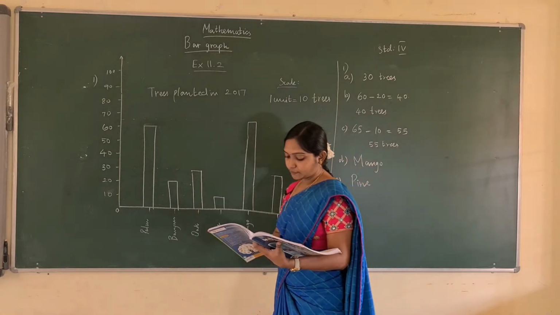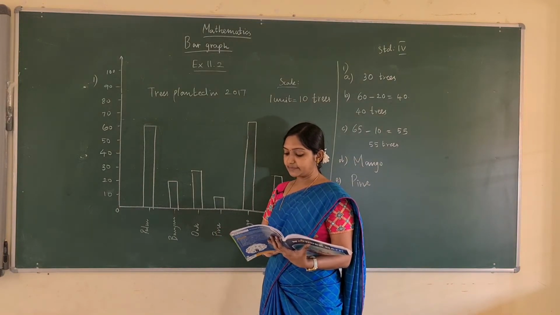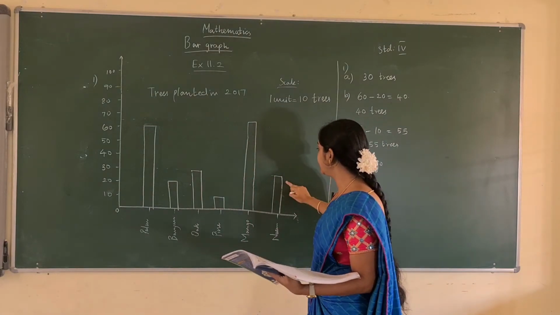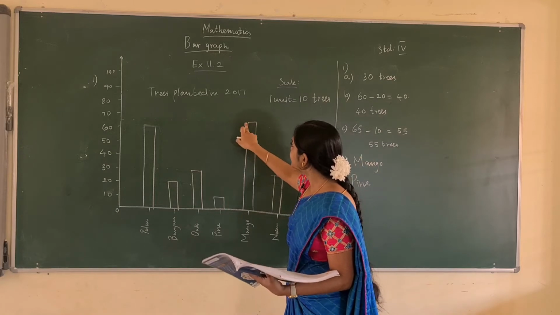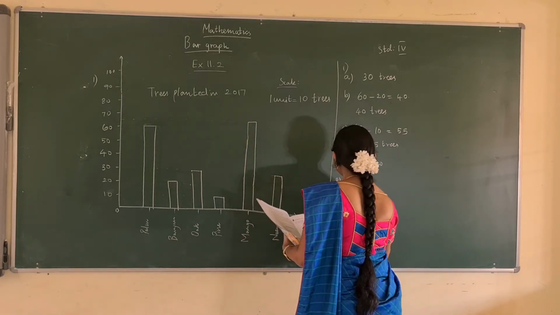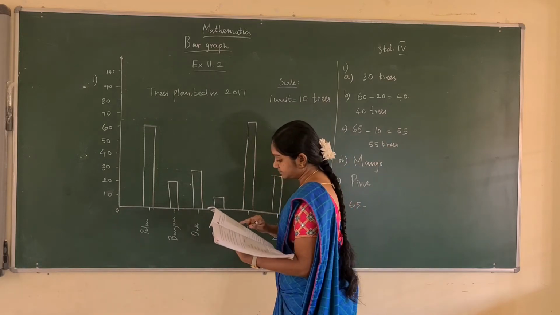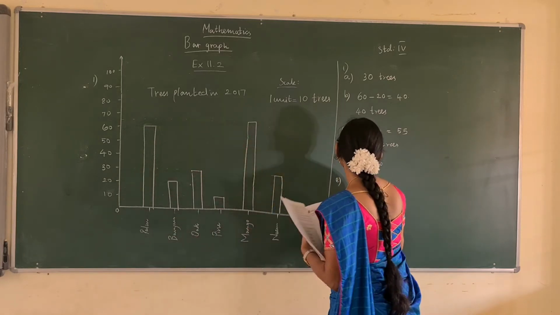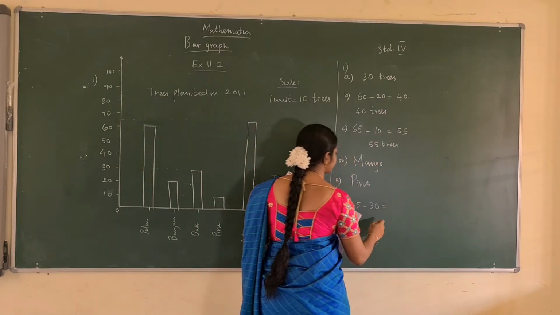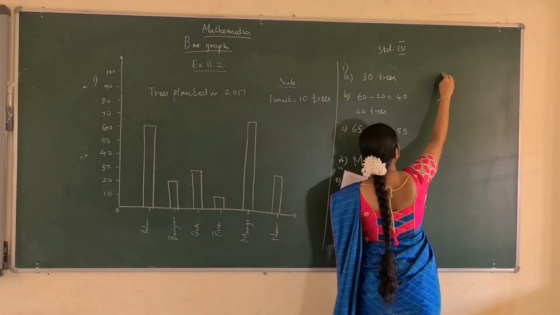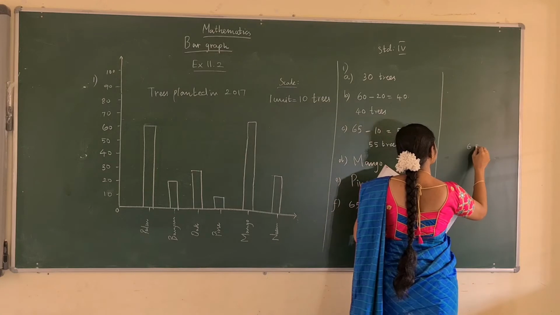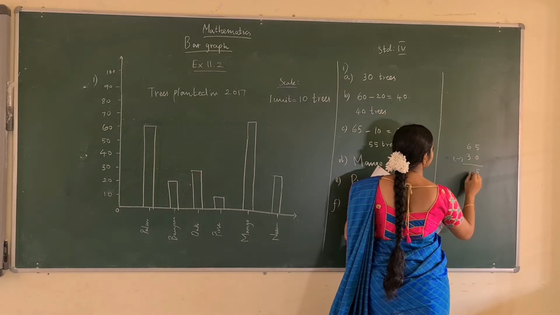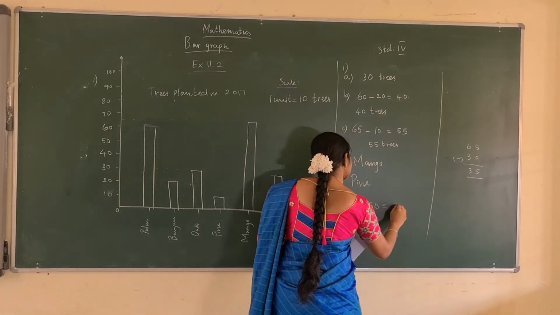Next question, how many more mango trees were planted than neem trees? So we have to compare mango tree and neem tree. Mango tree is 65, neem tree is 30. So we have to subtract 30 from 65. 5 minus 0 is 5, 6 minus 3 is 3. So it is 35.